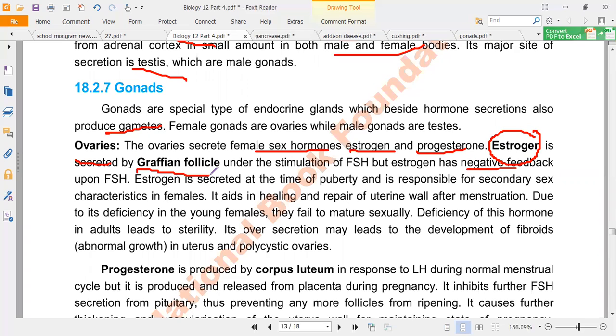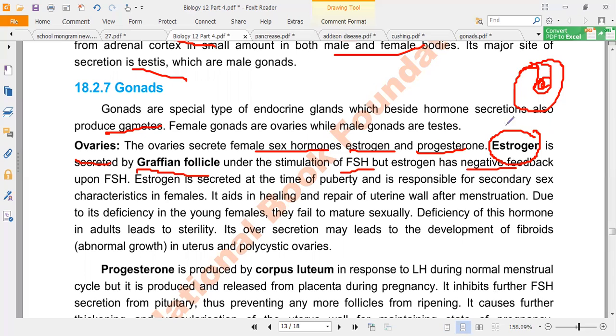So estrogen is released from the Graafian follicle. The Graafian follicle is made of follicle cells present in the ovaries, and these are actually ripened cells in which the egg cell is present, and from there estrogen is released, but under the stimulation of follicle stimulating hormone, which is released from the pituitary gland. We know that the pituitary gland releases two hormones, FSH and LH. FSH stimulates the follicle cells.